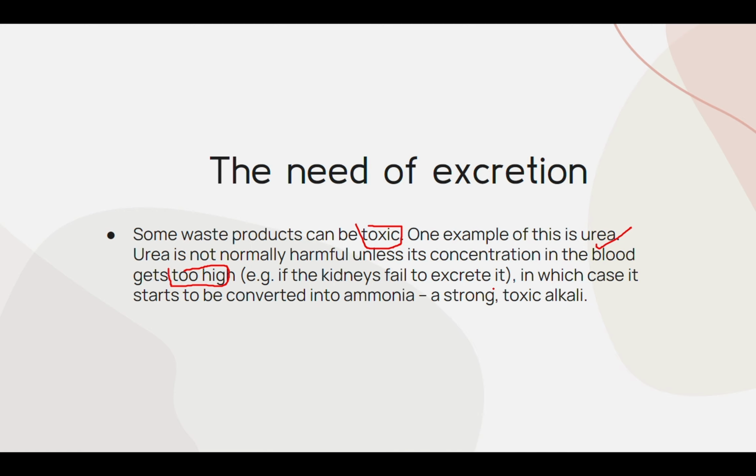Now, you're lucky because kidney failure and how it is solved is not in your syllabus. They removed it earlier. So if you see any question about kidney failure or how you can solve kidney failure, skip the question as it is out of your syllabus. In that case, urea starts to be converted to ammonia. Ammonia is very toxic. It's a strong toxic alkali. NH3.